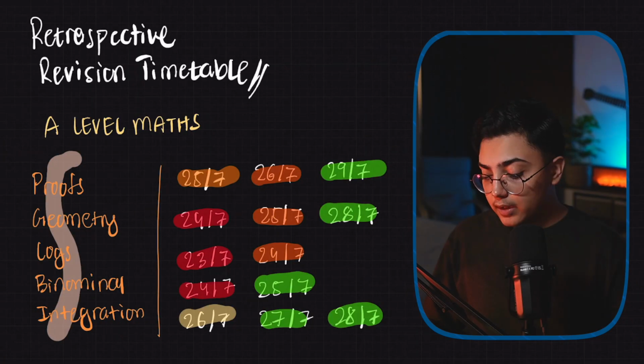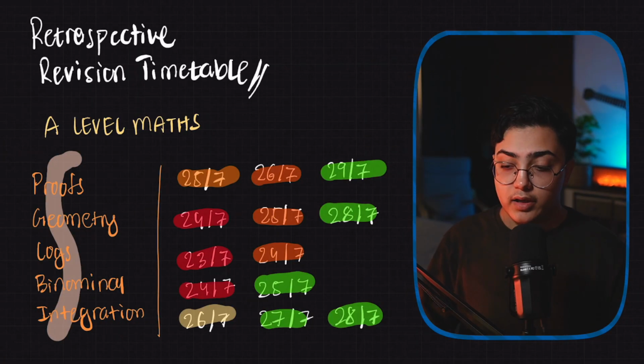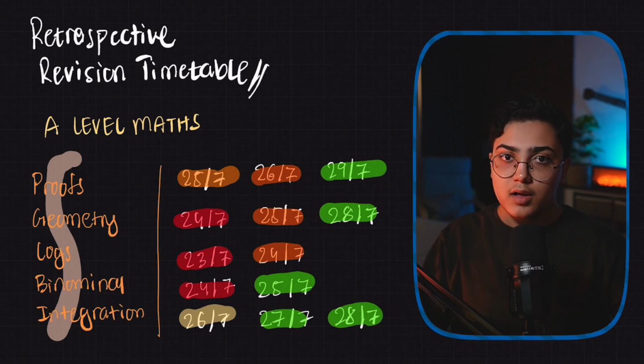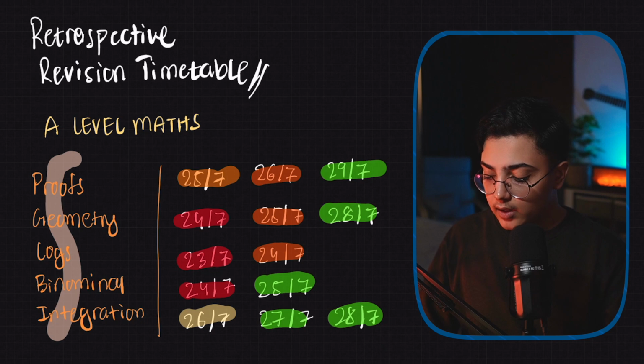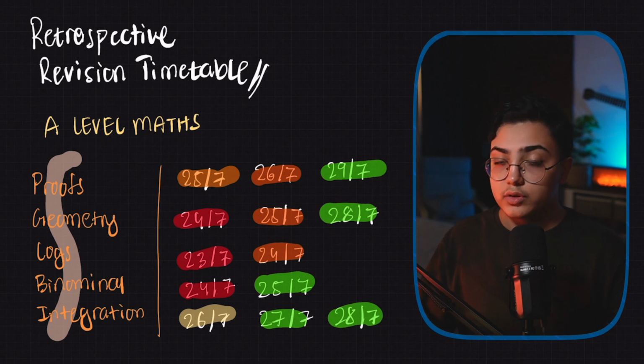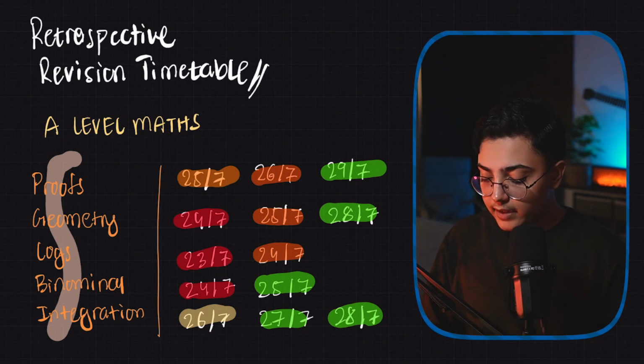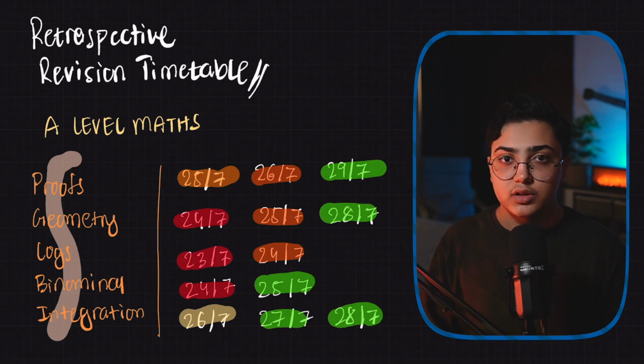The goal of this revision timetable is that by the time your exams come around, every single topic should be green, because that would mean you understand every single topic and you can get the grade you want. But if something is orange or red, you must heavily focus on that, because that is your weakest topic. You can leave the green, since you don't have to study it that frequently, but if something is red or orange, you need to focus more on it.